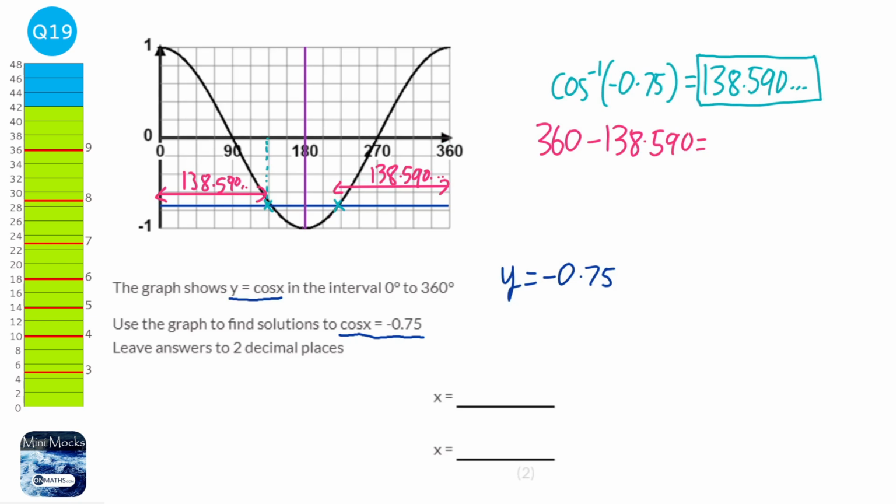And so we type that into the calculator, and you get 221.409 and so on. We want the answer to 2 decimal places, so the first solution is 138.59, and the other solution is 221.41.